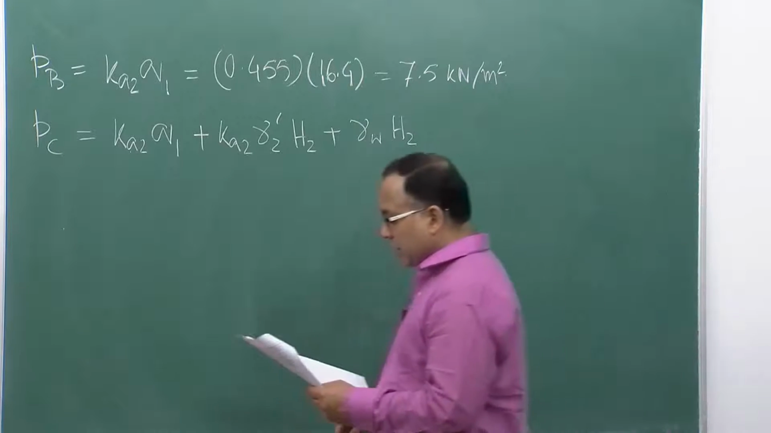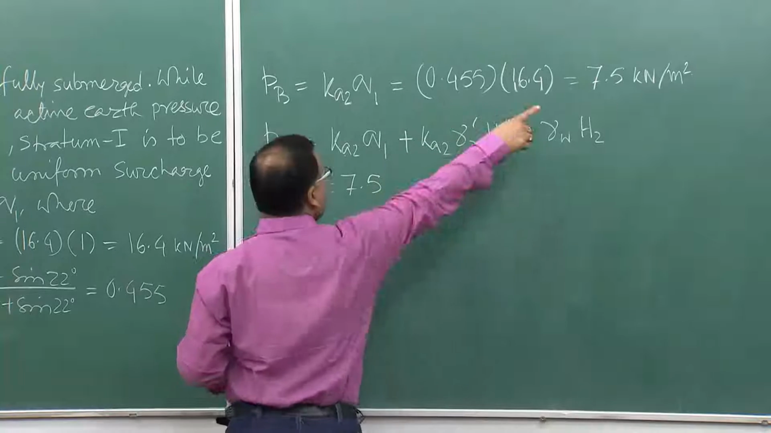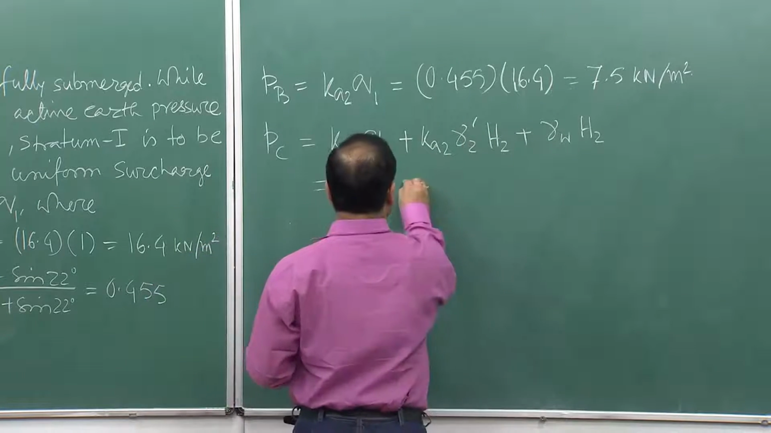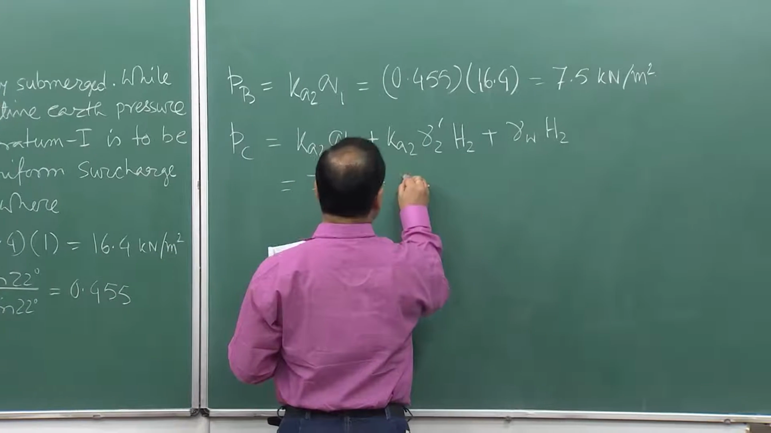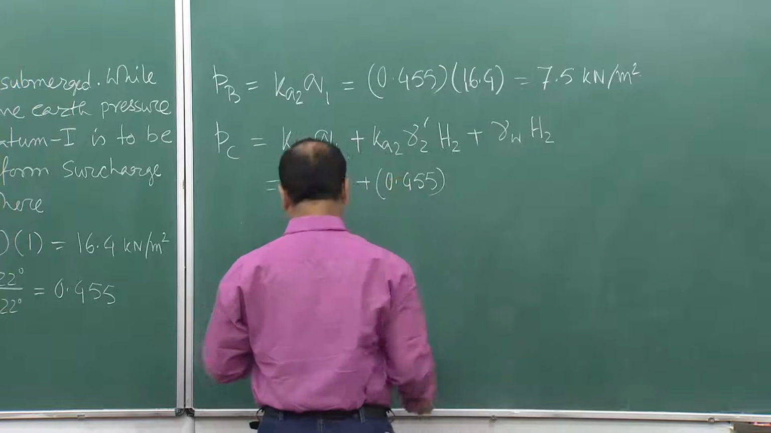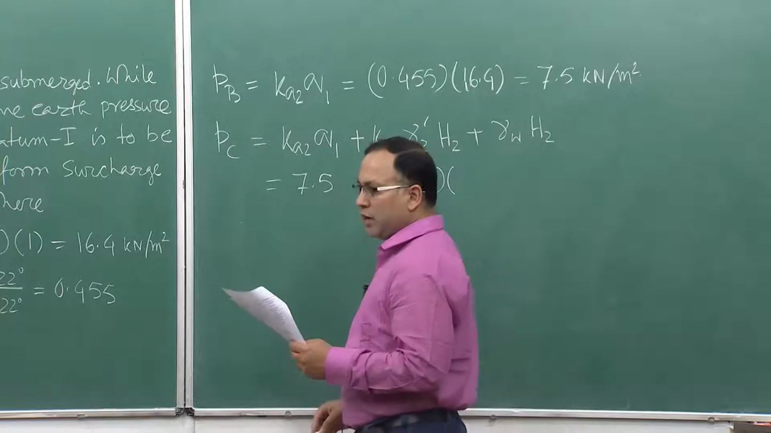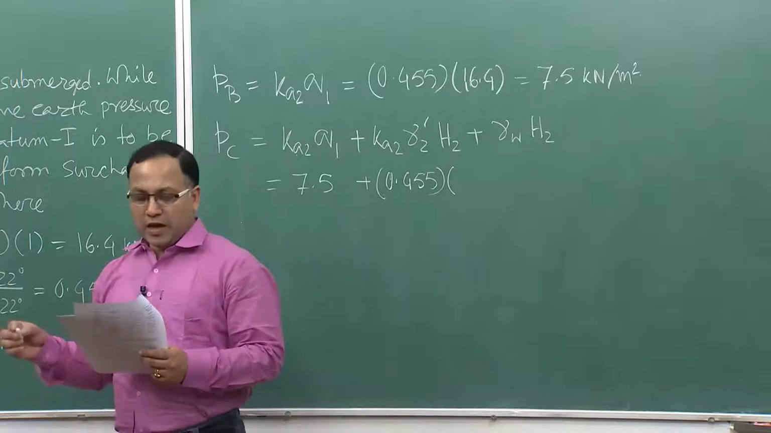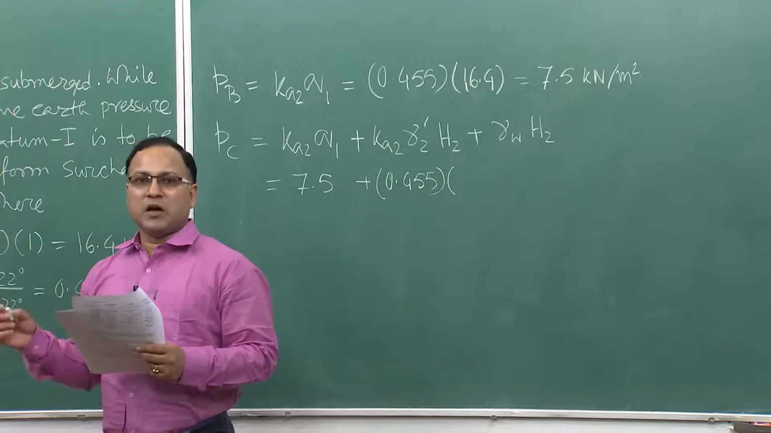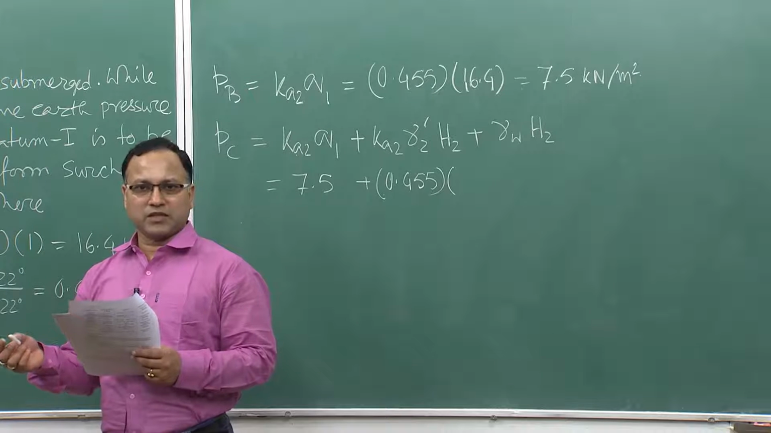Okay. So, we can calculate this. This is 7.5, already we have calculated, plus Ka2 is 0.455, gamma 2 prime. So, how can I find out gamma 2 prime? I have gamma saturated, right. So, gamma saturated minus gamma W will be equal to gamma prime, that is gamma submerged.